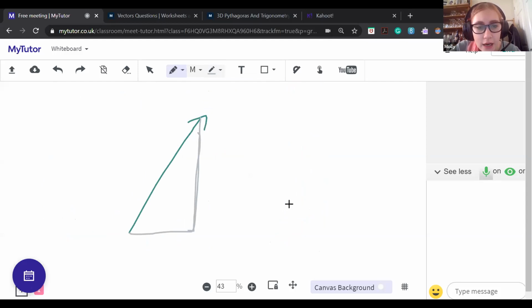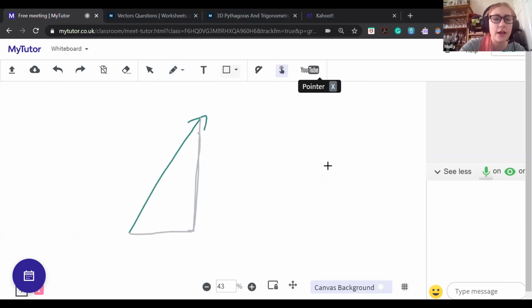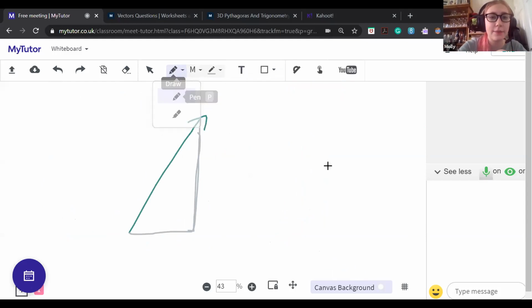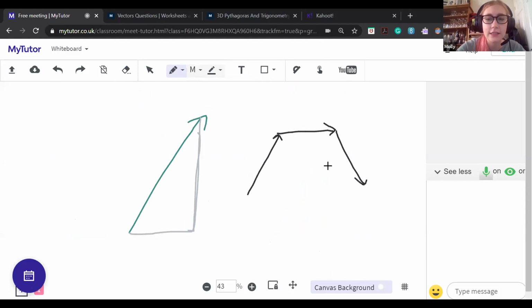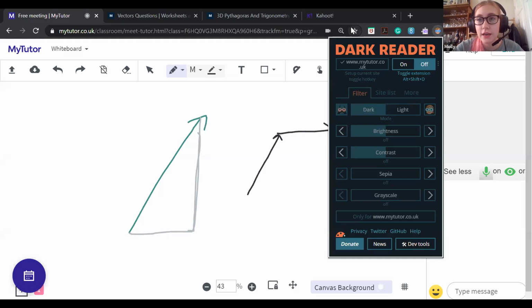Somebody said, can vectors be with any polygon? How do you mean? Do you mean, because here they form a triangle, could they go in different directions? They could certainly, we could have ones going around, say, a hexagon or something. Vectors are basically just straight lines.